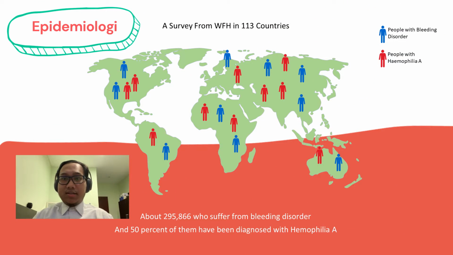Hello, doctors and friends. My name is Zaki Arafi with student number 122. So today I will discuss the epidemiology of Hemophilia A. Hemophilia A is the most common manifestation of bleeding disorder. According to a survey done by the World Hemophilia Federation in 113 countries, there are about 295,866 people who suffer from bleeding disorder, and almost 50% of them have been diagnosed with Hemophilia A.